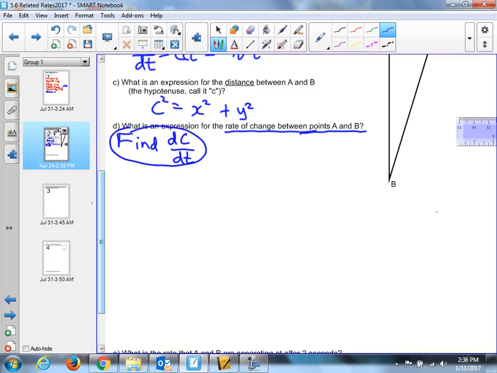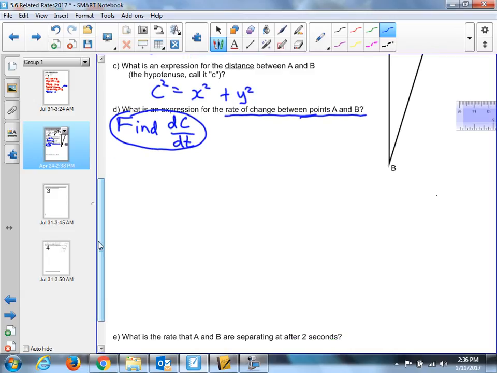Do you understand why? Because C represents that distance between A and B. This will be the rate of change, the speed. I'm going to call this one speed because there's really no direction. It's at an angle and it changes every second, right? So dc by dt. Well, here's my C expression, C squared. If you want to, you could isolate for C and say C is equal to the square root of x squared plus y squared, but then you've got a square root in there, right?